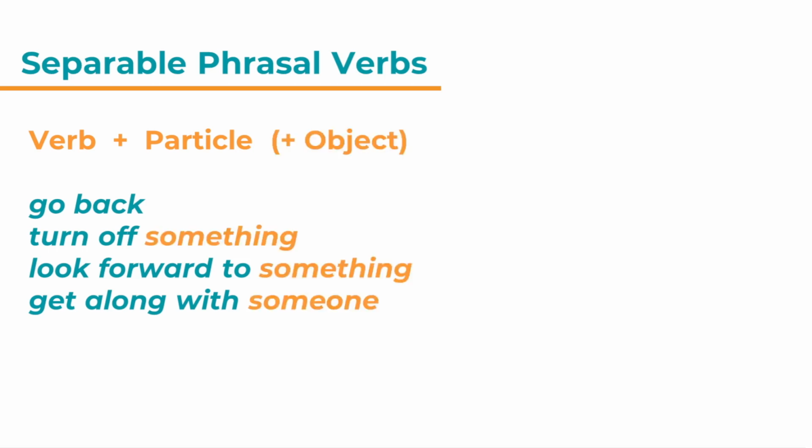Now, we can also put phrasal verbs into two groups. Some phrasal verbs do not need an object. For example, go back. There's no need for a direct object. However, many phrasal verbs need a direct object. For example, turn off something, look forward to something, and get along with someone. Those phrasal verbs all need an object.